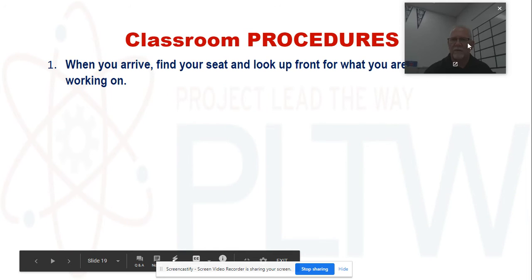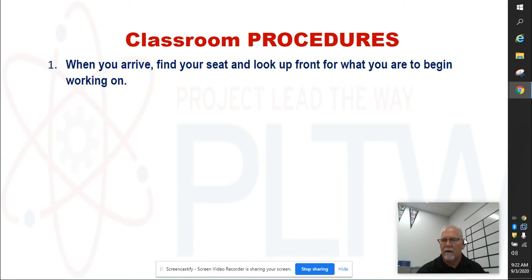Classroom procedures. For those of you that are in my class, I'll go through these. If you are doing distance learning, obviously these don't apply to you so much. But if you are an in-person learner, and I hope that we can stay that way and hopefully get to 100% face-to-face at some point this year, when you arrive, find your seat and look up to find out what you are to begin working on.